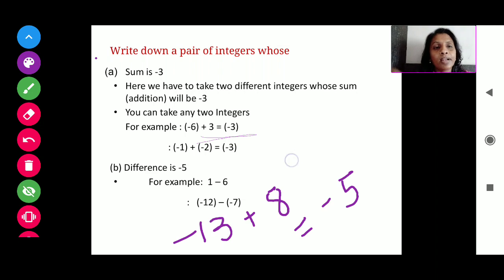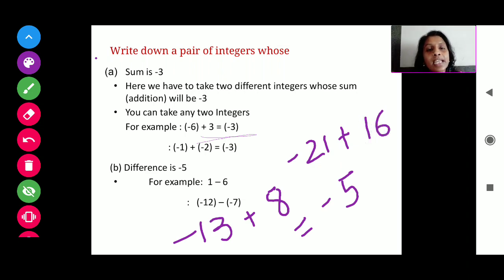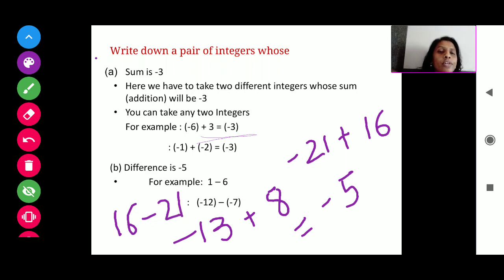For example, -21 plus 16, or you can say 16 minus 21, also you can do it. Again, 36 minus 41. So 36 is the smaller integer and 41 is the bigger integer. So 41 minus 36 is 5. And the bigger integer has a minus sign, so 5 will have a minus sign.